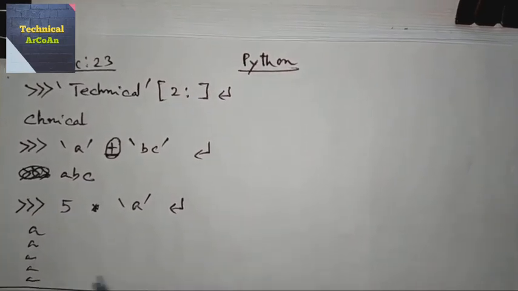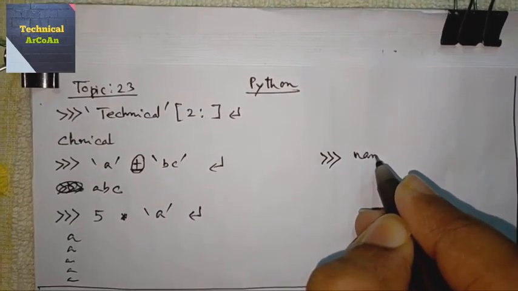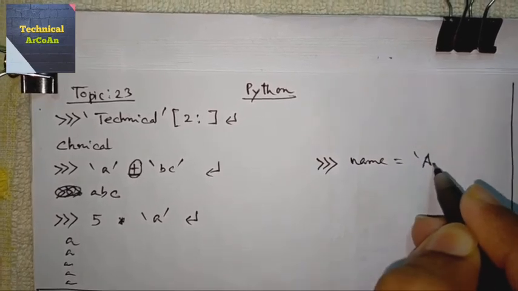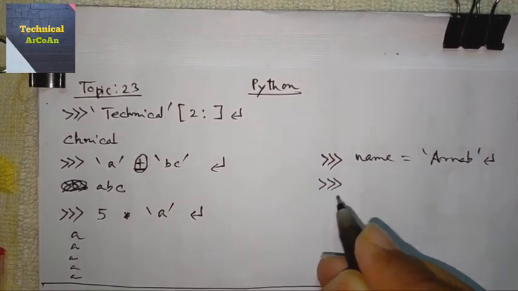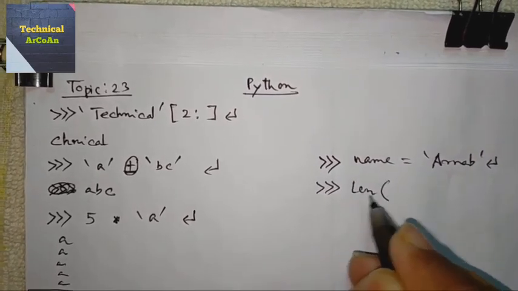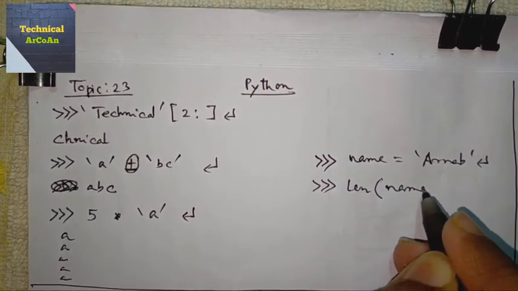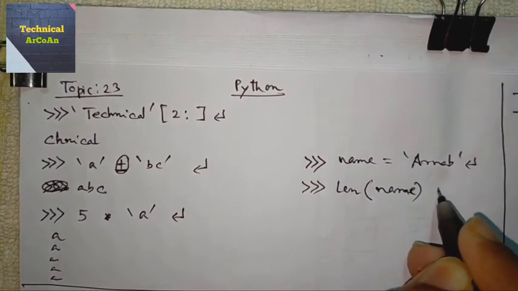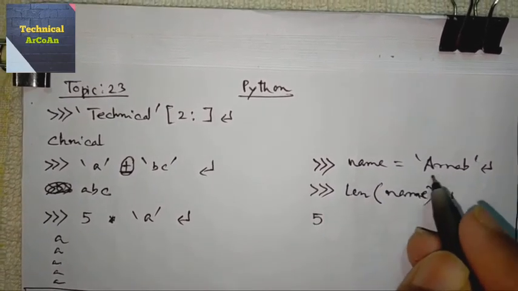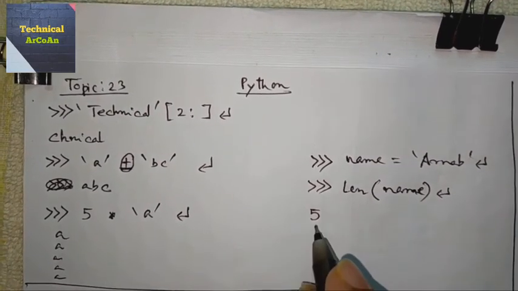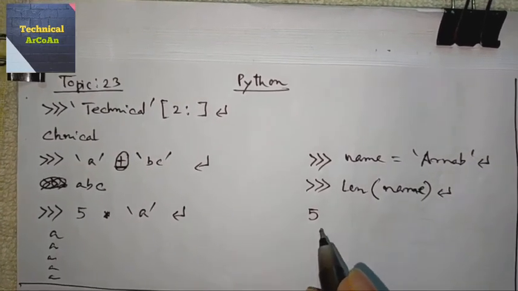Okay. Now take another example. Suppose we put name equal to the string Arnab, given in single quotation. Now you want to print the length of the string, so we use the len function. If we write len and after that we write the variable name and print that, it will print 5, because the word Arnab contains 5 letters. Okay.